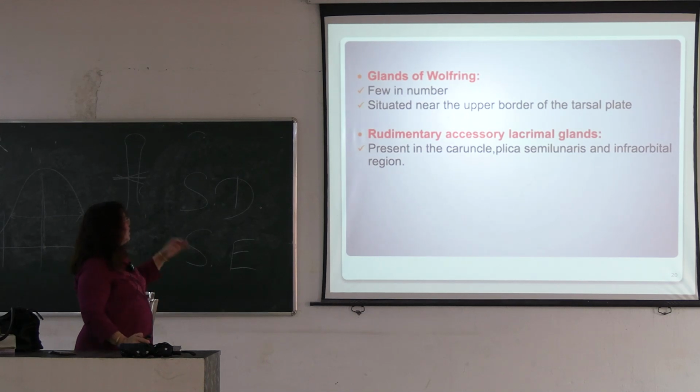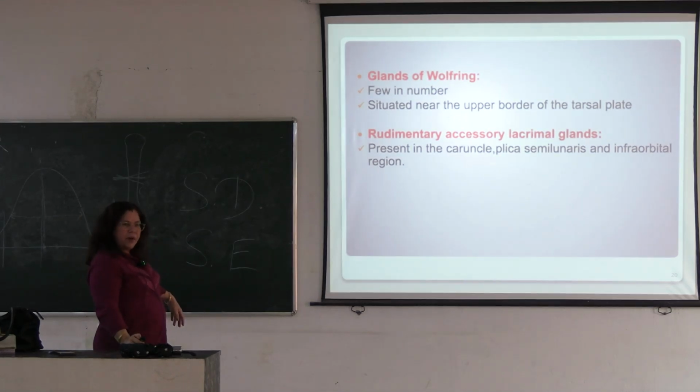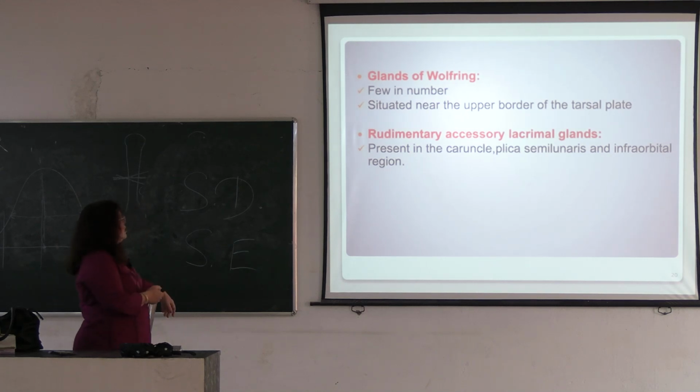Then the glands of Wolfring are few in number, situated at the upper border of the tarsal plate in the upper lid, and the lower border of the tarsal plate in the lower lid. And the caruncle and plica semilunaris are the rudimentary parts of the lacrimal glands.